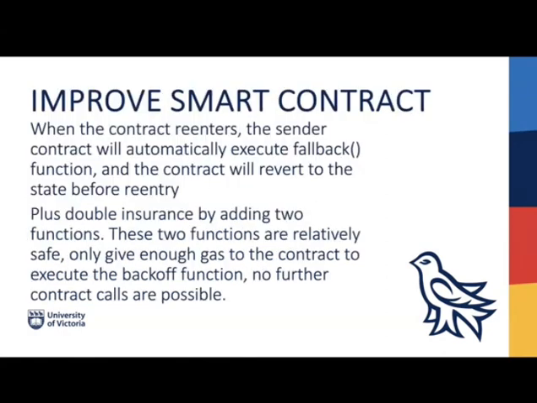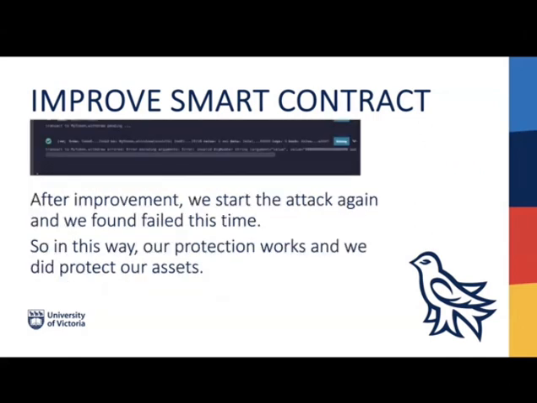To improve, we include mechanisms like fallback functions, which revert the contract to its state before reentry when an attack is detected. Additionally, we implement double insurance by adding two safe functions, providing just enough gas for the contract to execute the backup functions, thus preventing further unauthorized contract calls. After implementing these improvements, we simulated the attack again and found that it failed. This picture demonstrates that our protection measures are effective in safeguarding our assets.